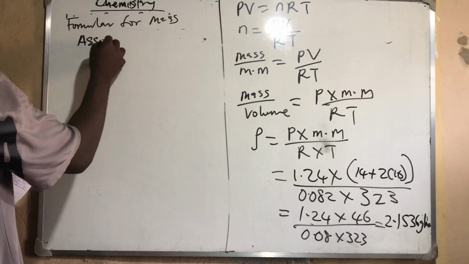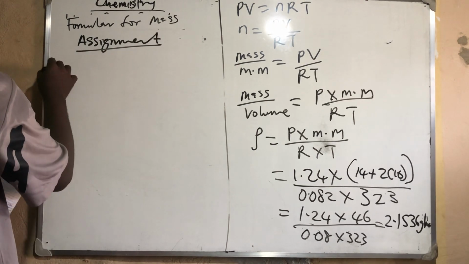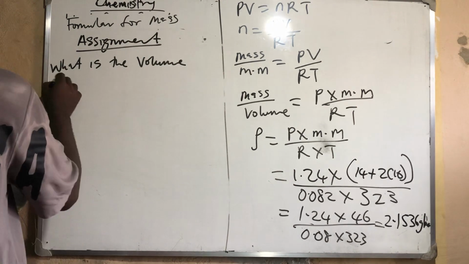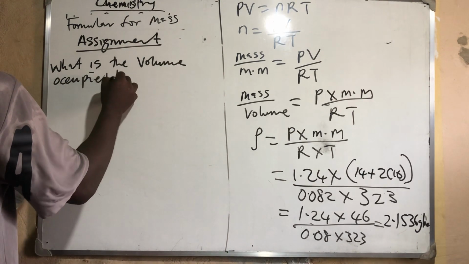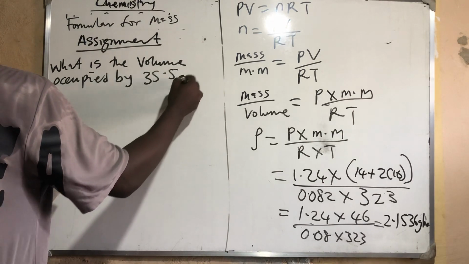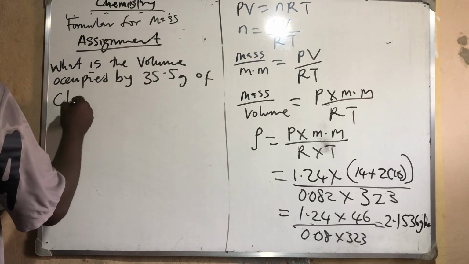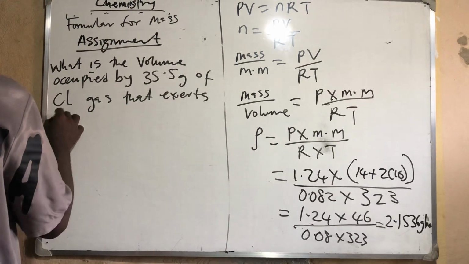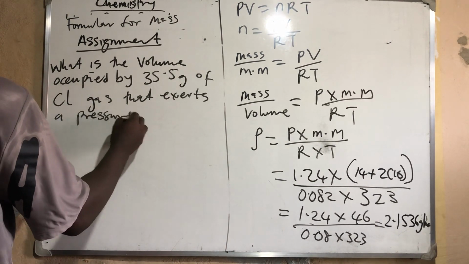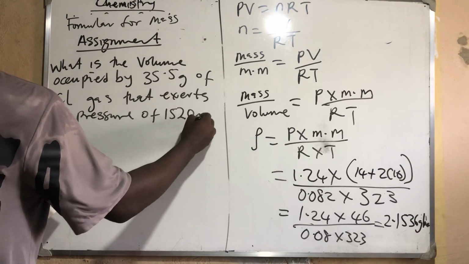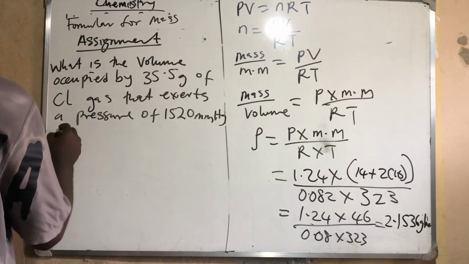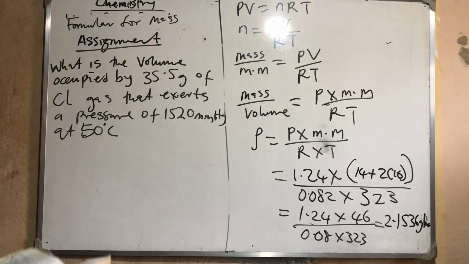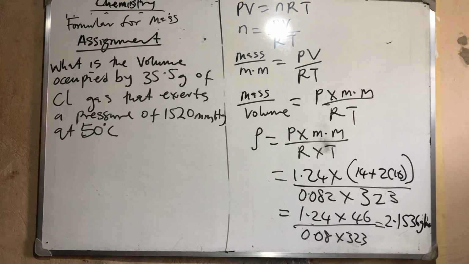Assignment: what is the volume occupied by 35.5 grams of Cl gas that exerts a pressure of 1520 millimeters of mercury at 50 degrees Celsius? Calculate the volume.